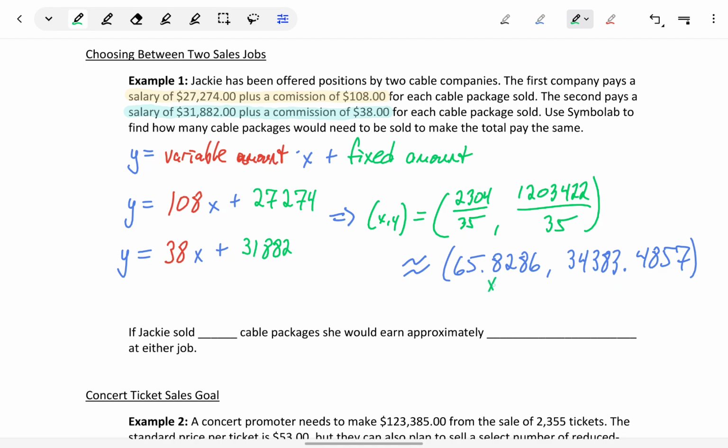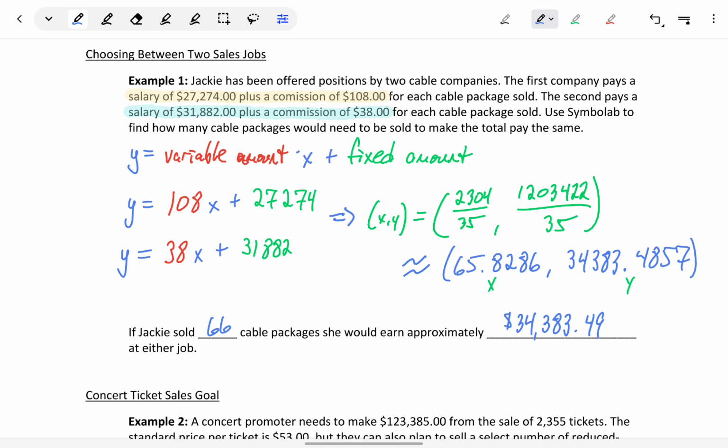In this case, our X variable relates to that number of packages sold. Our Y variable is the total earned. So what this is telling us is that if we round this, this would mean that if Jackie sold 66 cable packages, because she can't sell a fraction of a cable package, she would earn approximately $34,383.49 at either job. So that's the tipping point for this scenario.